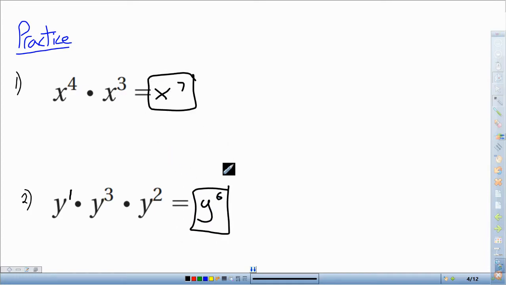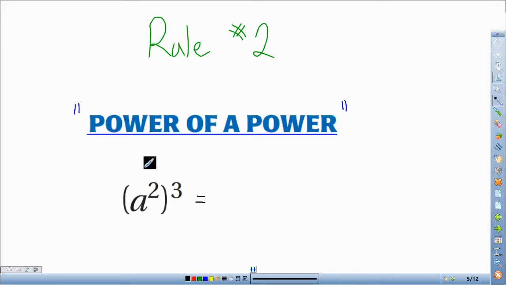Okay, so yeah, really simple rule. Let's keep moving along. The next rule is called the power of a power rule, and it's what happens when we have numbers outside of the parentheses, basically an exponent of an exponent. Go ahead, copy this rule, and I'll show you what's going on.